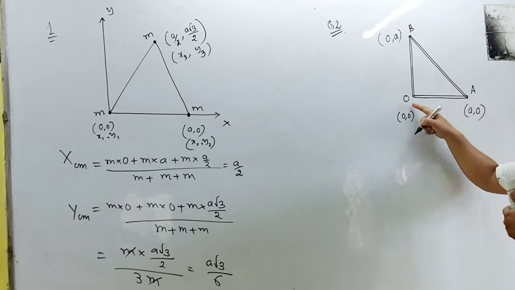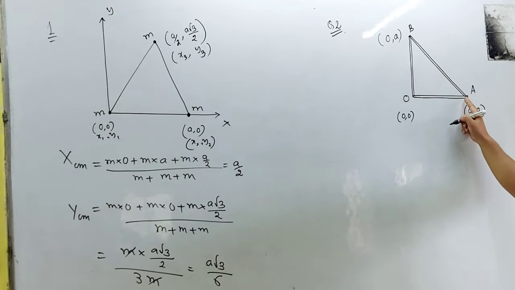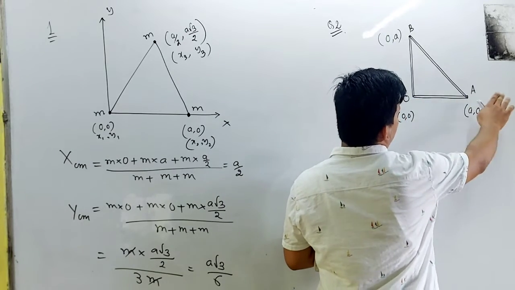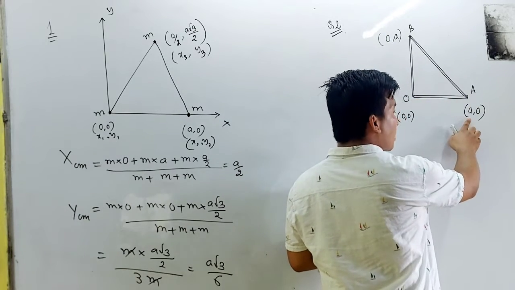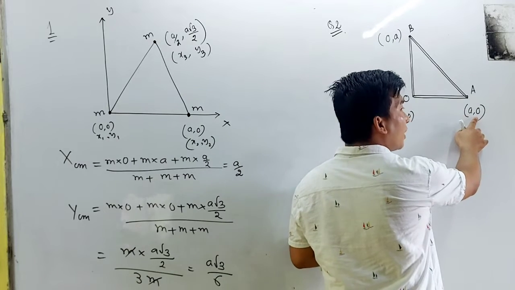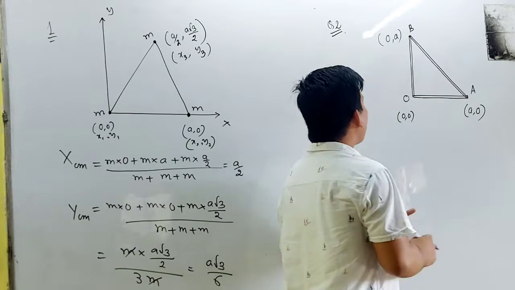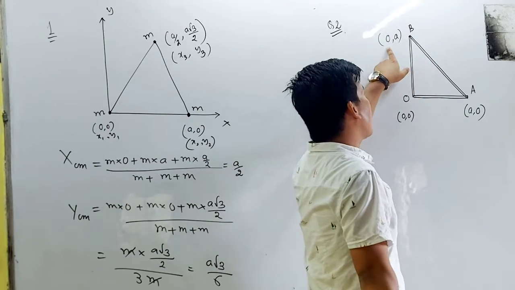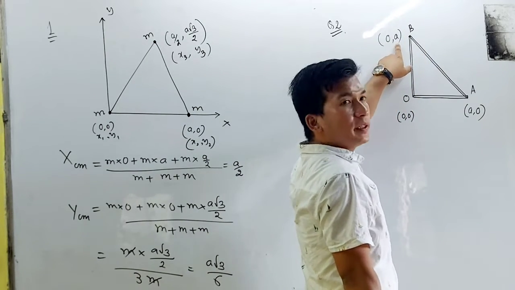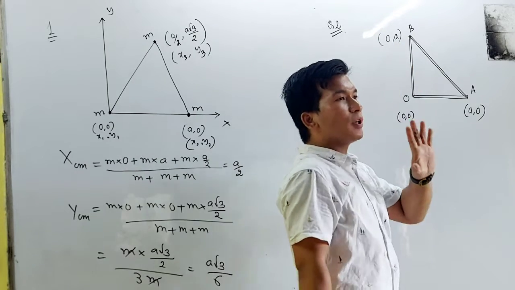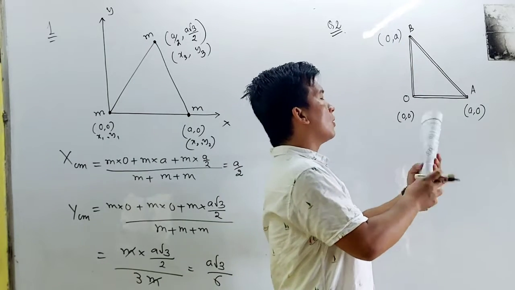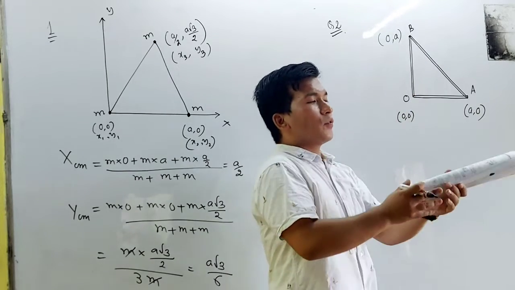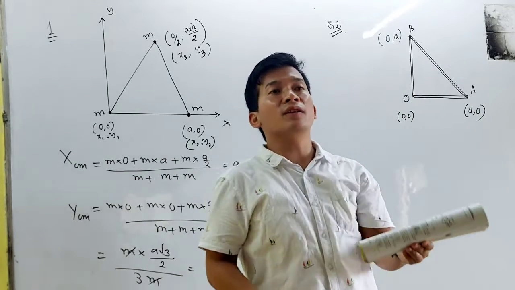Origin will have 0, 0 and one of the ends, vertex A, lies on the x-axis, so it will have only x coordinate. And what about the y coordinate? Y coordinate will be 0. And what about your vertex B? Since it lies on the y-axis, x coordinate will be 0 and y coordinate will be here. Now this is a rod, this is a rod, OB is a rod. So for this rod, we can easily find out the center of mass.